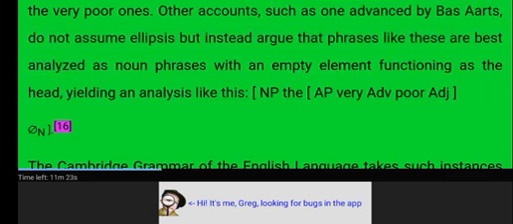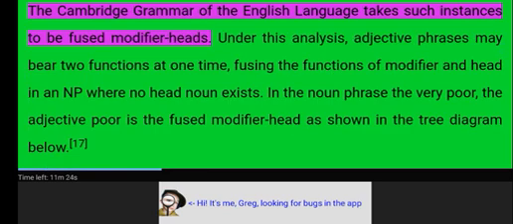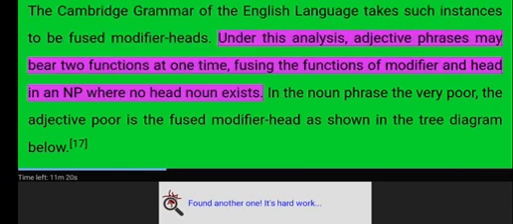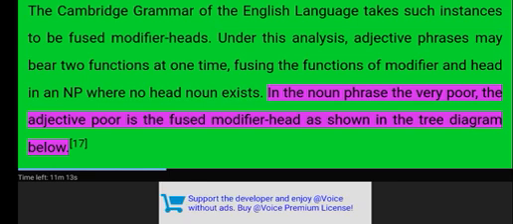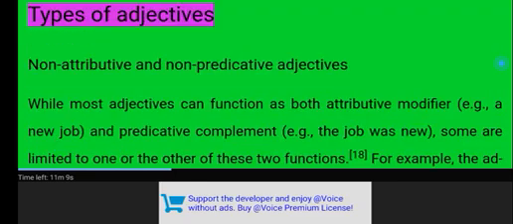16. The Cambridge Grammar of the English Language takes such instances to be fused modifier-heads. Under this analysis, adjective phrases may bear 2 functions at one time, fusing the functions of modifier and head in an NP where no head noun exists. In the noun phrase the very poor, the adjective poor is the fused modifier-head, as shown in the tree diagram below. 17. Types of adjectives.